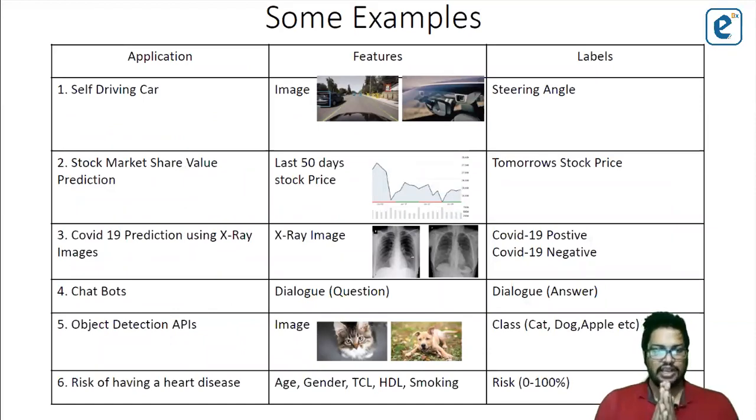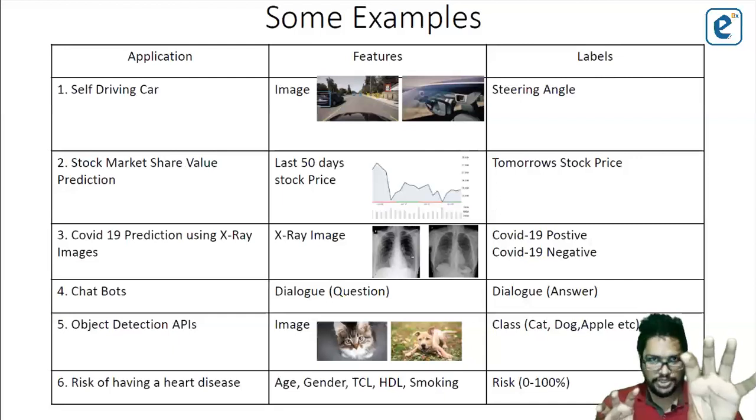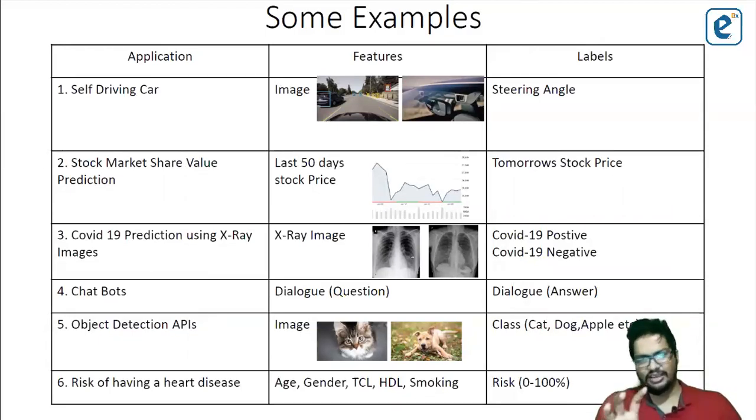Application: self-driving car. Features: what are the features? I will explain it now. In a self-driving car, the features will be an image captured from the camera attached at the front. Features are the image.